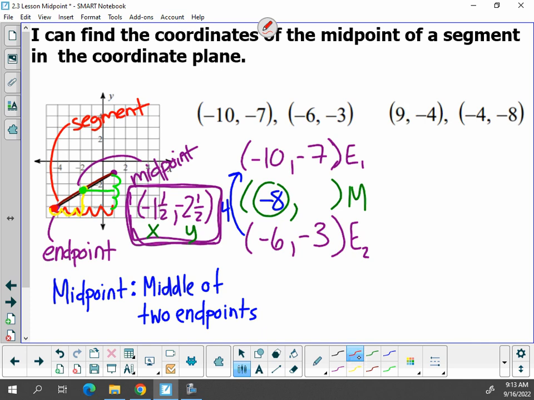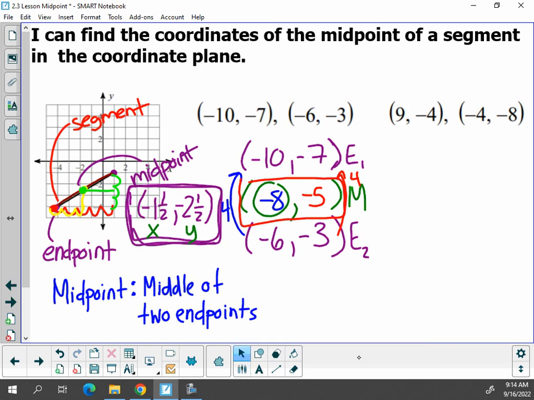To get from -3 to -7, I'm going to have to count 4 units again. -4, -5, -6, -7. And so to get to the midpoint, I should count from -3 2 units. -4, -5. And so there is my midpoint. If I were to graph those three things, then that coordinate -8, -5 would be in the middle.